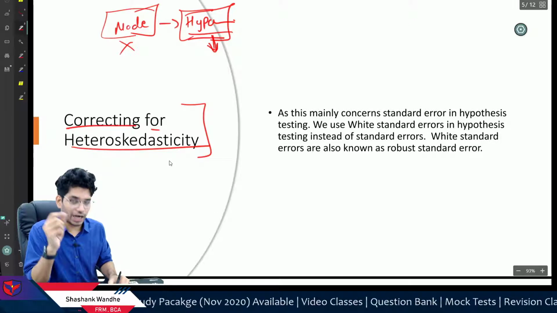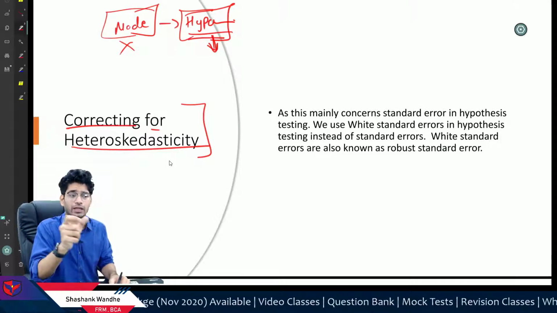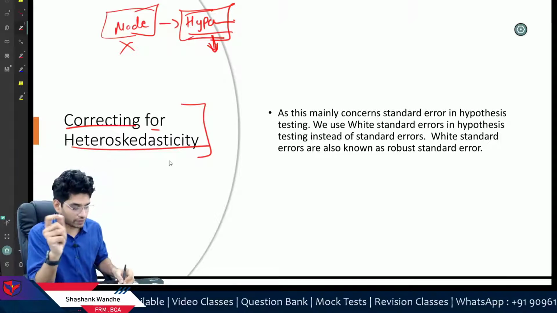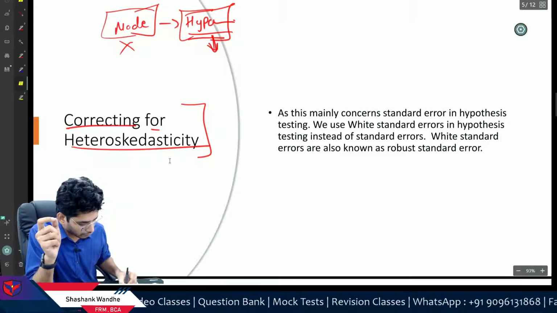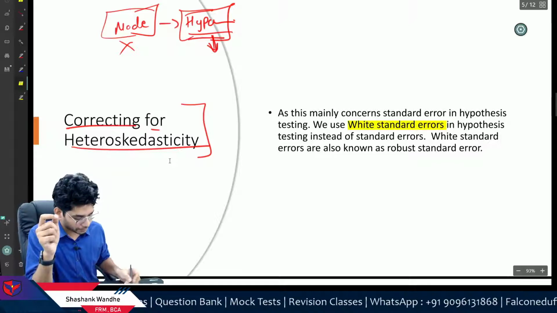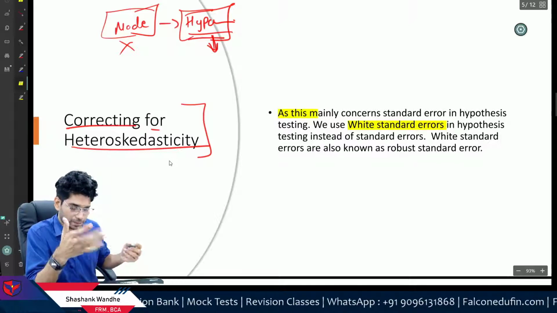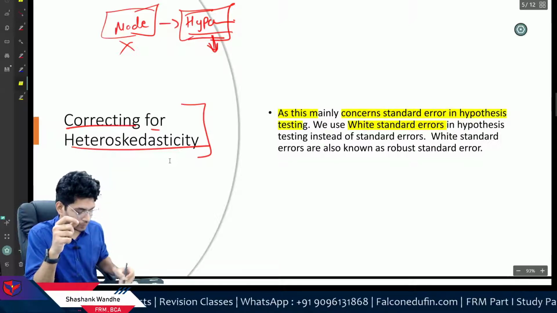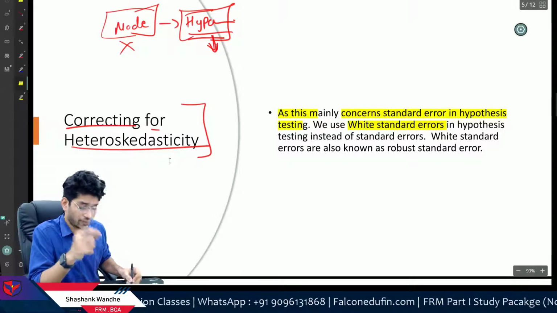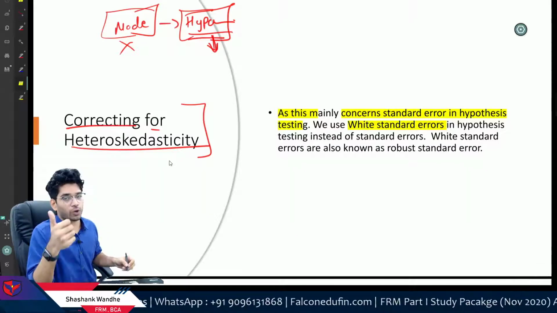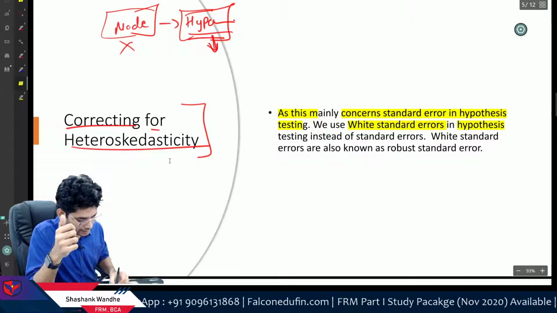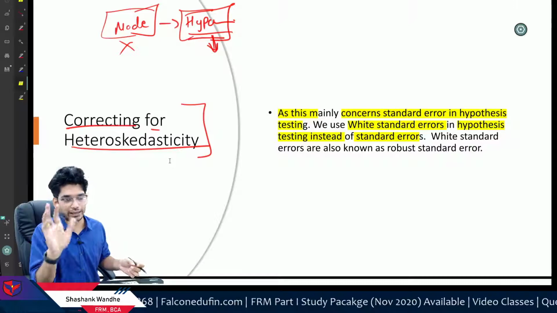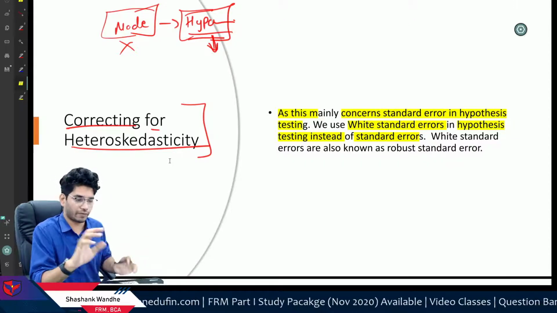For this particular part, we will recalculate our standard errors using a specific methodology, which is known as the white standard error. As conditional heteroskedasticity concerns the standard error in hypothesis testing, we use the white standard error, also known as the robust standard error, in the hypothesis testing instead of the usual standard errors. Using software, you can just write 2 lines of code and get the white standard error and use it in your hypothesis testing. Not a very big deal.